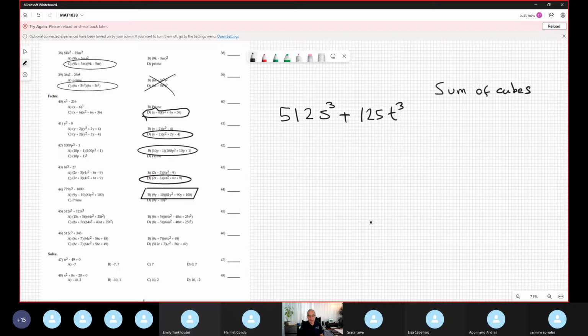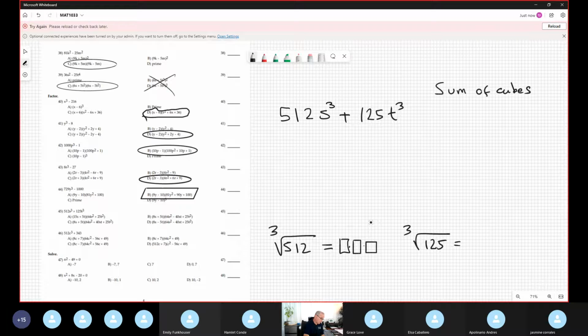But I need to investigate: what is the cubic root of 512? And what is the cubic root of 125? Remember, cubic root means you need to find one number that multiplied by itself 3 times gives me 512, the same number. This is the idea behind cubic root. Square root is 2, cubic root is 3, fourth root is 4. Now I put it in my calculator, of course.